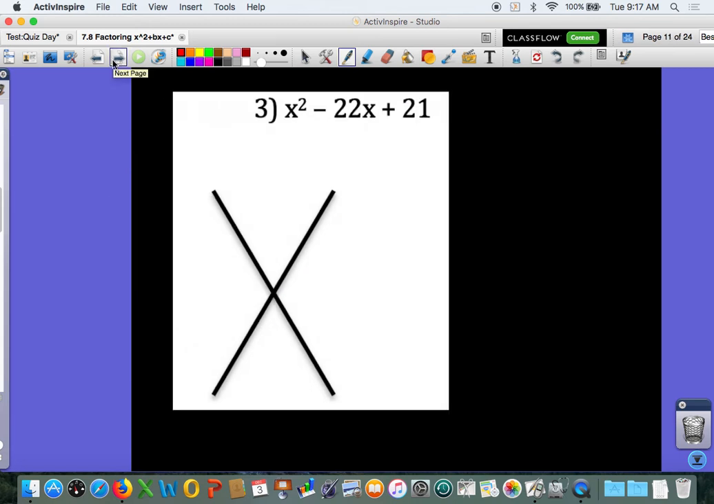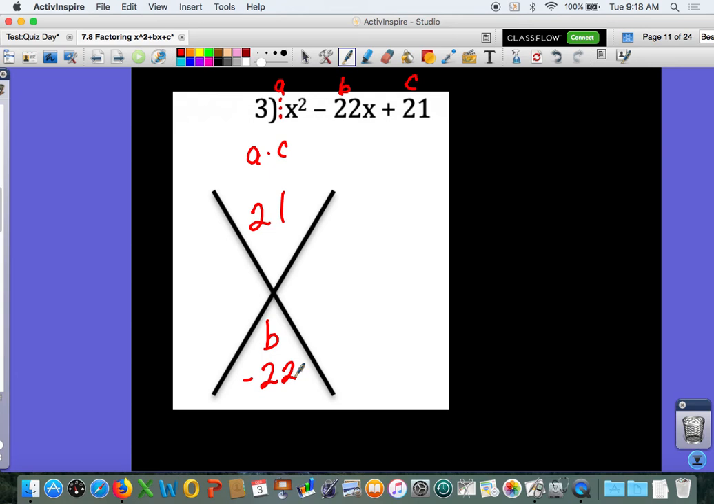Number 3. Okay. Is this in standard form? Yes. So label your A, B, and C. So A is understood 1, B, and C. The top of my X is A times C. So 1 times 21 is 21. My B is not just 22, but negative 22. That is important.